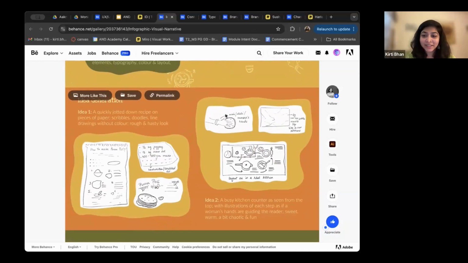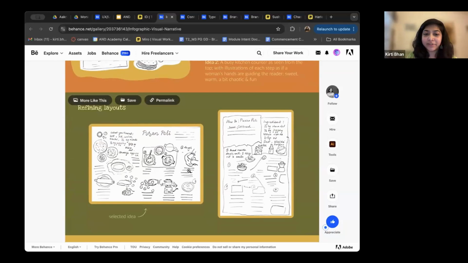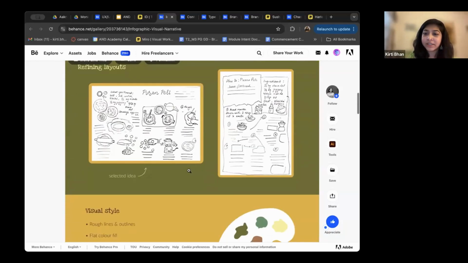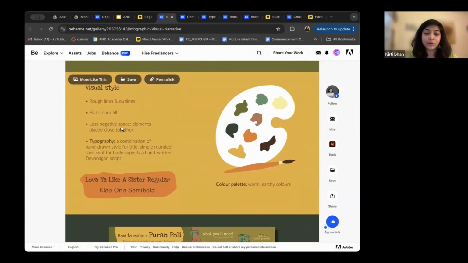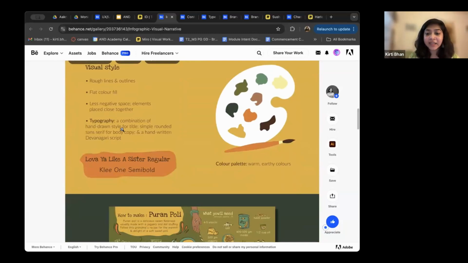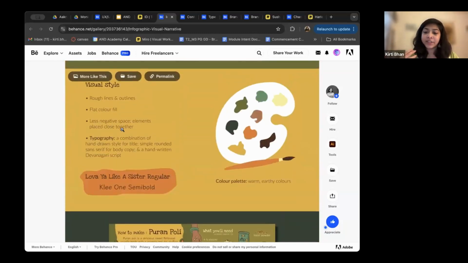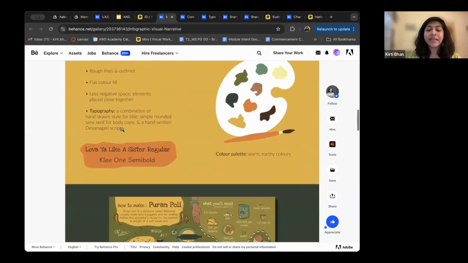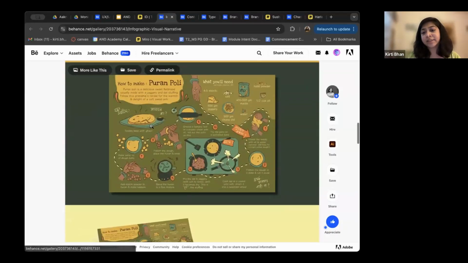So this is the idea generation, where some freehand sketches are done, then some refined layouts, horizontal, vertical, both. Choosing this one, the visual style she's choosing is rough lines, outlines, flat color fills, less negative space, elements placed together. This is what she chose, not something she came up with afterwards, but she decided to do that. Typography, she's also mentioning what kind of color and hand-drawn style she wants to use, and this is the final outcome.